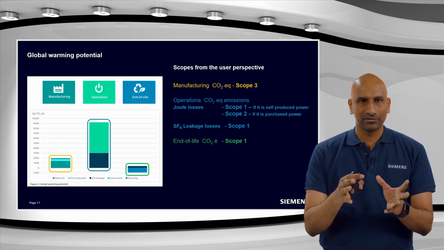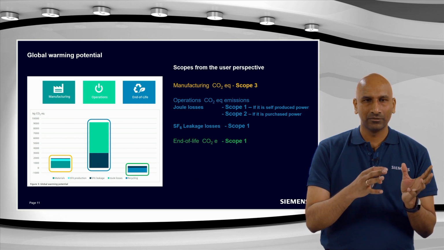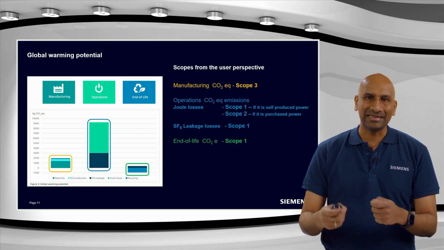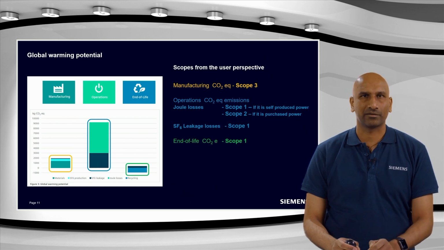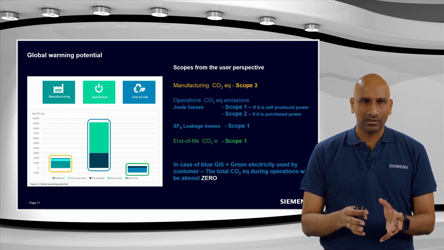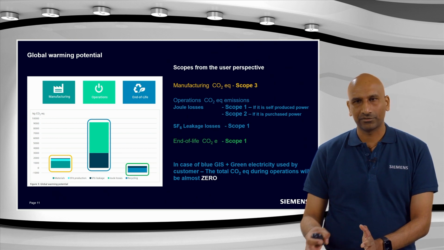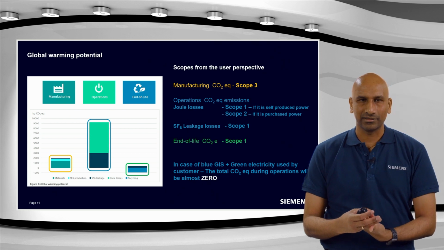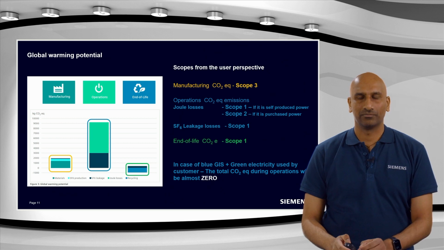So this gives the detailed overview of which kind of CO2 emissions fall under which category for a user, so that he can take the decision to limit these CO2 emissions from his perspective. And just as additional information, in case you consider, instead of SF6 GIS, a blue GIS, which is an SF6-free switchgear from Siemens, and if the user uses only green electricity, then the complete operational losses are almost close to 0.